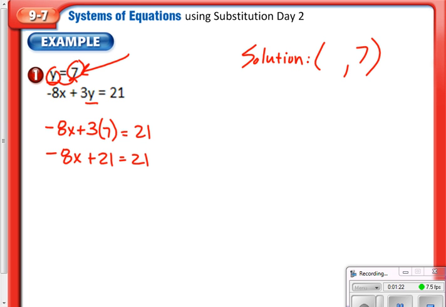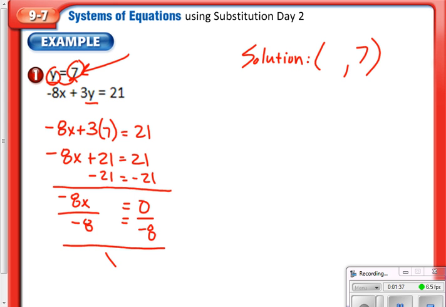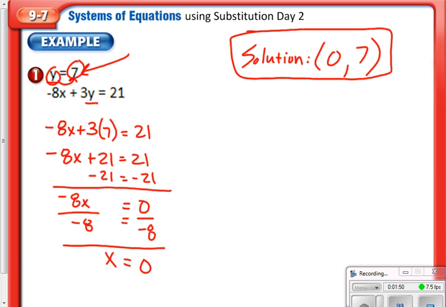Solve for x. Subtract 21 from both sides, and we have negative 8x equals 0. Get x alone: we're going to divide by negative 8. When we divide by negative 8 on both sides, we find out x equals 0. 0 divided by negative 8 is 0. So we'll put that in our solution, and we're done there. Our solution, or our point of intersection, where those two lines will intersect, is (0, 7).